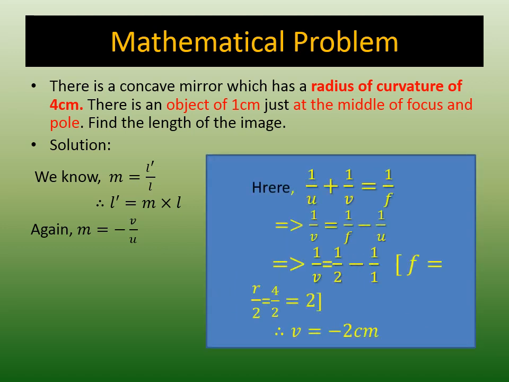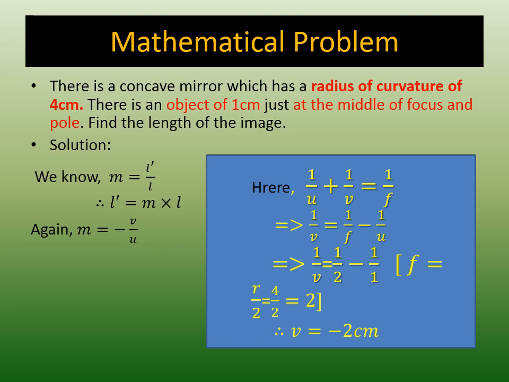Here we know 1 by U plus 1 by V equal to 1 by F. We have to use this equation, 1 by U plus 1 by V equal to 1 by F, to know the value of V and U. In our question, there is the value of U. Where is the value of U?